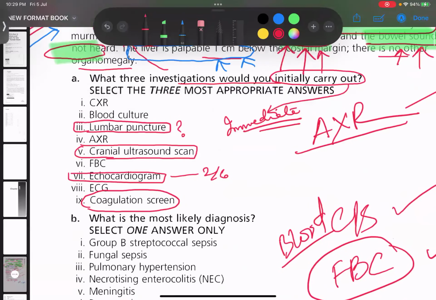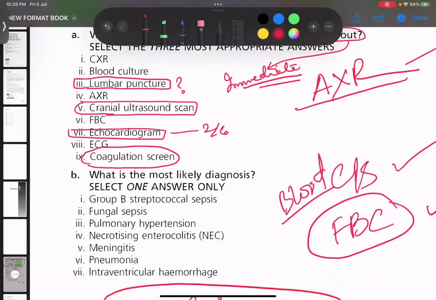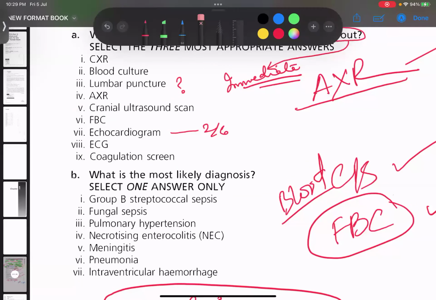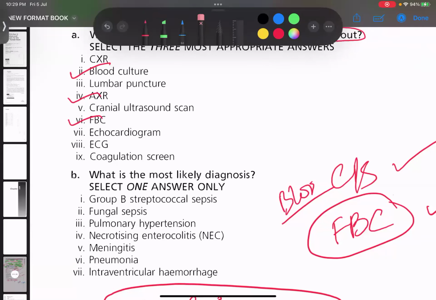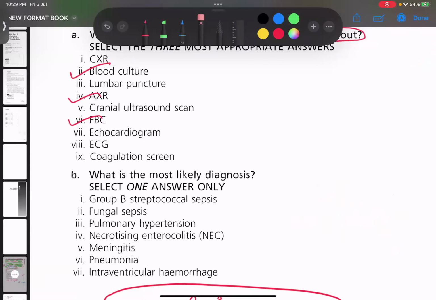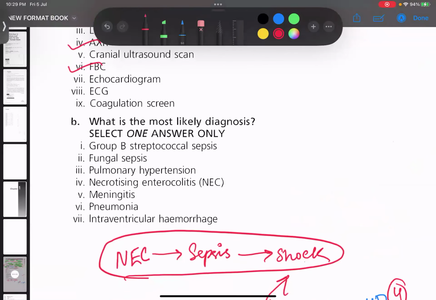Okay. So these are basically three things we'd like to choose. One is abdominal X-ray. Second one is blood culture. And third one is full blood count, as you suggested. Okay. Actually, I was not considering full blood count because I thought that's very basic. But yes, you are absolutely right. This is required. Okay. What is the most likely diagnosis here?